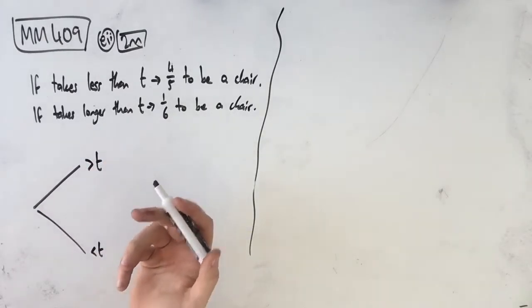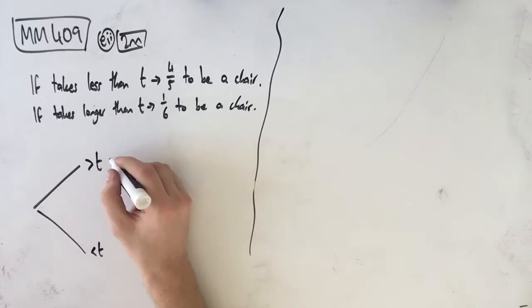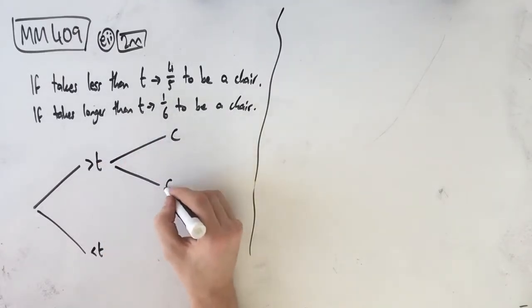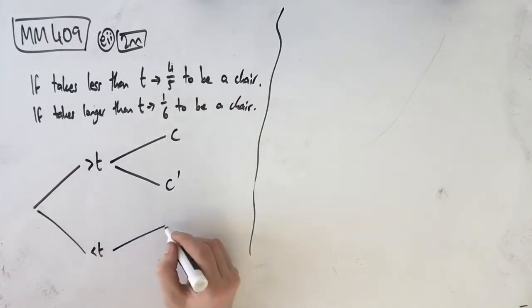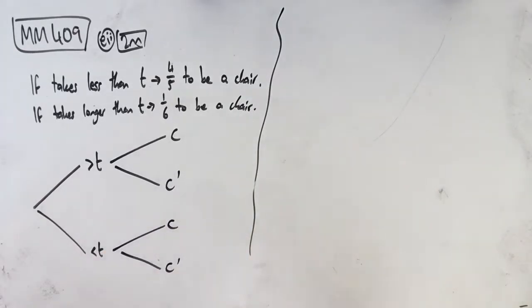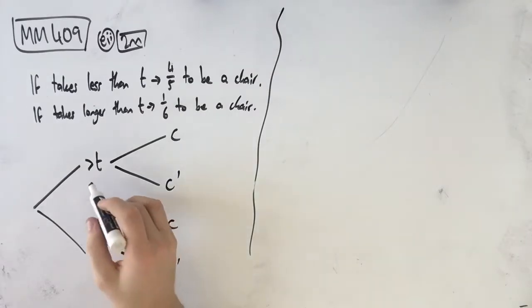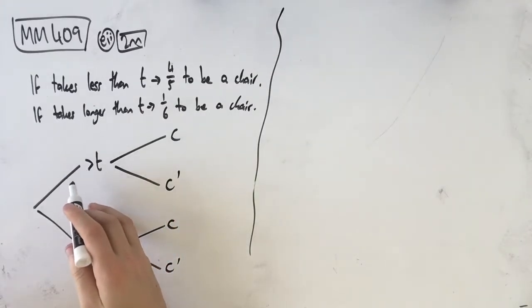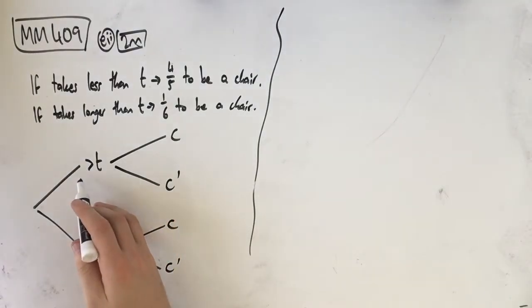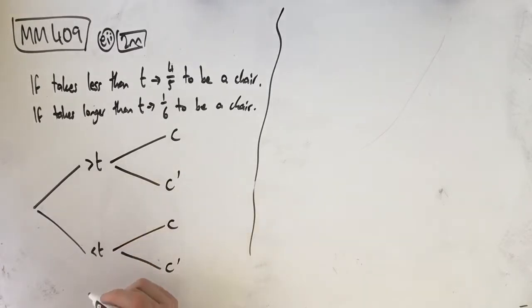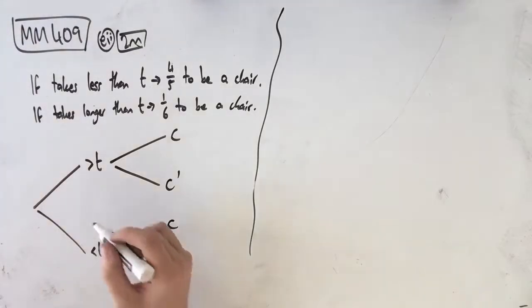There's no other possibility, right? So if it takes more than t, it can either be a chair or not a chair. If it takes less than t, it can either be a chair or not a chair, again, right? So the probability that it takes longer than t is 70%, right? Because part E says 70% of the pieces of furniture produced in factory A take longer than t hours. So this is 70%.